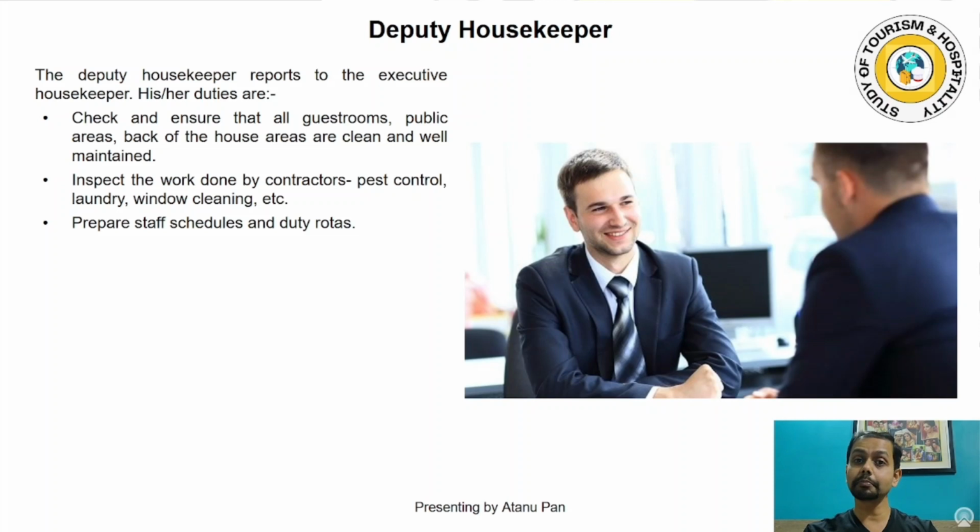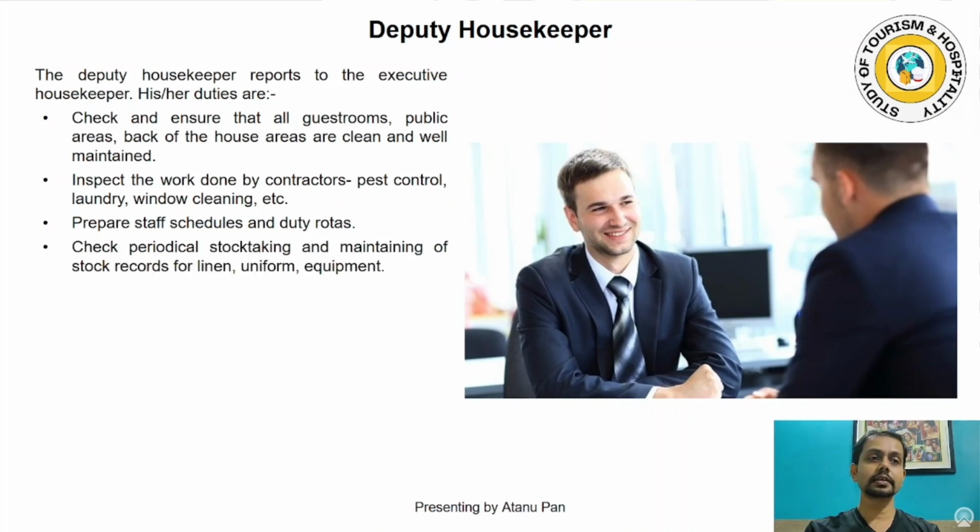Staff schedule means the employees, the workers, those who are working. So their schedules are actually prepared by the deputy housekeeper. Next, check periodical stock taking and maintenance of the stock, regarding records of the linen, uniform, and equipment.